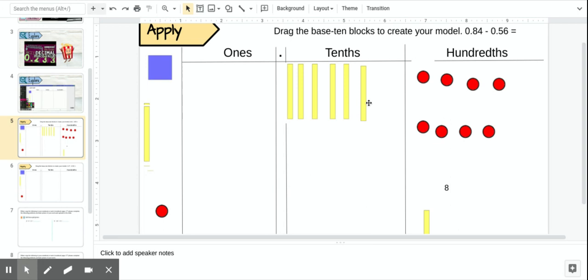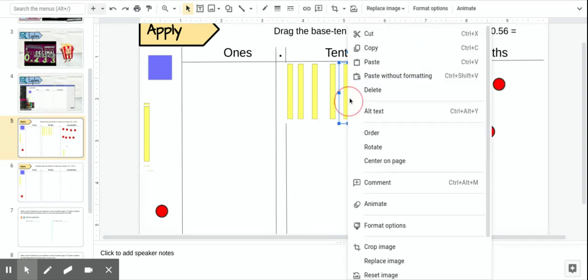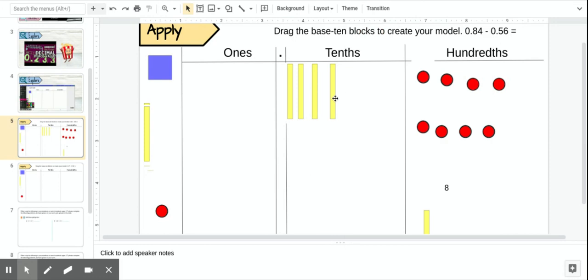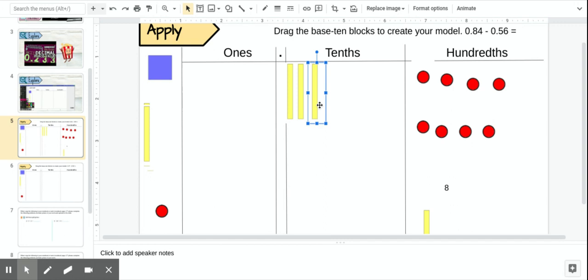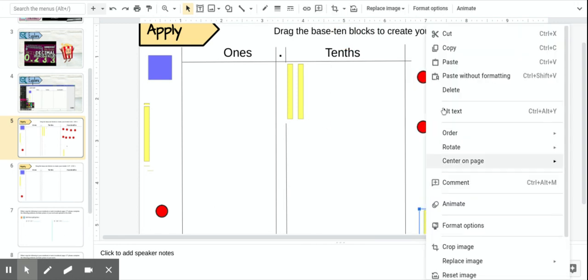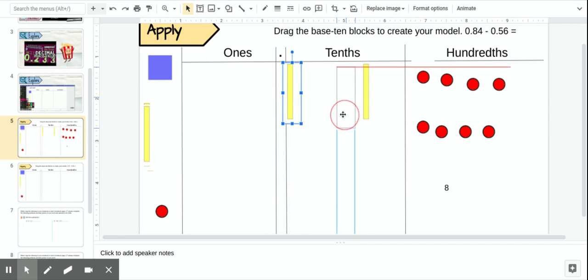But now let's count what we have left. We have 1, 2, 3, 4, 5, 6, 7, 8. Then I move over to my tenths. Let me just type that number in this column here, so I know that's what I have left. I'm building my answer. Right now I have 8 left.